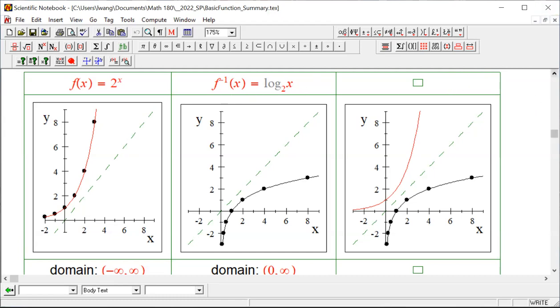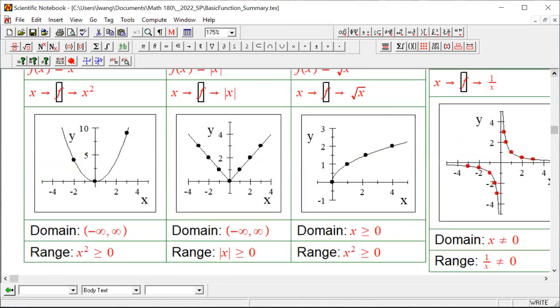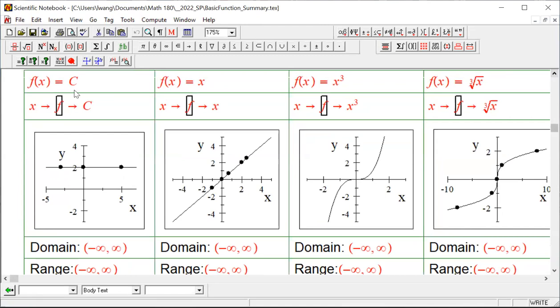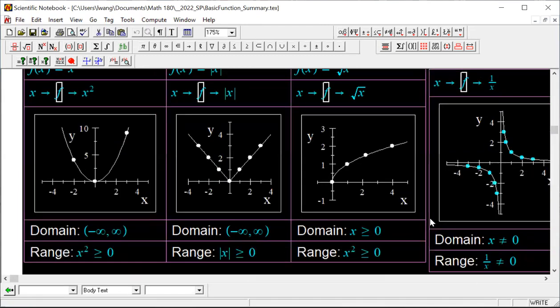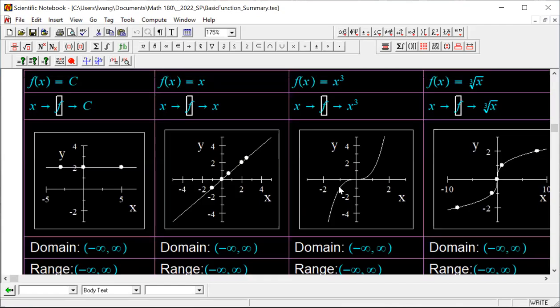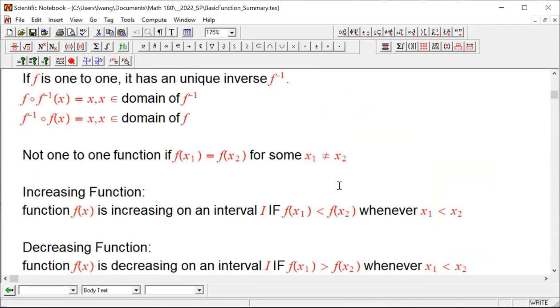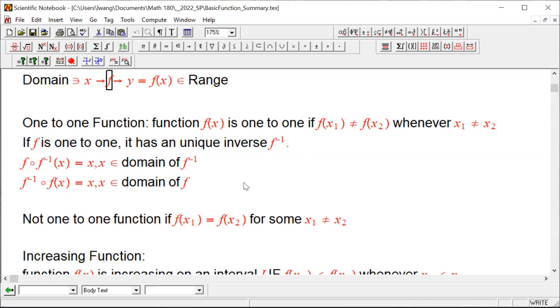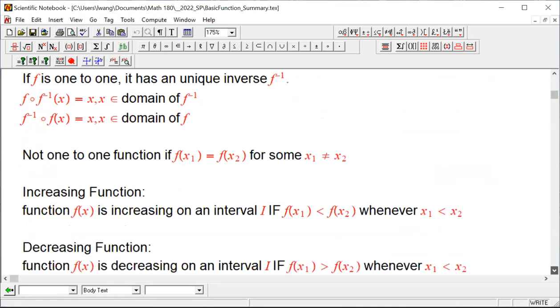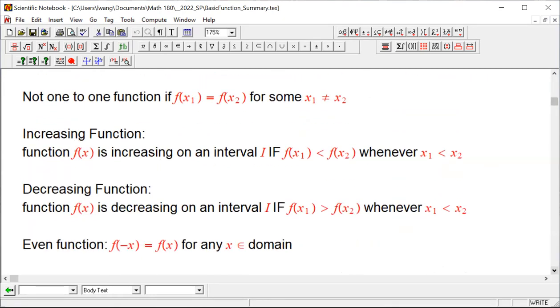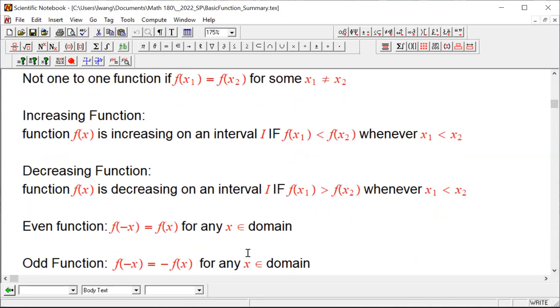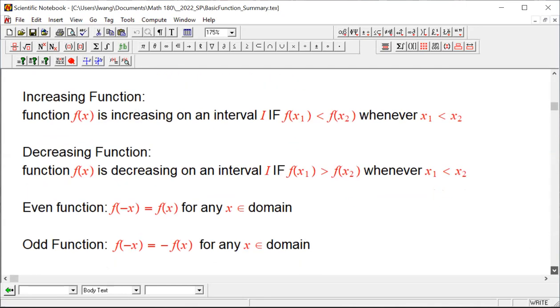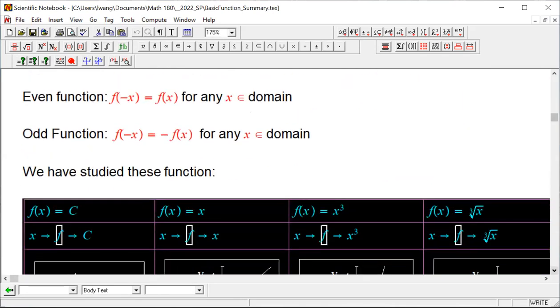Exponential and logarithm. By the way, for all of these functions, for the first group, we studied whether they are one-to-one. If it is one-to-one, what's the inverse? And if it is not one-to-one, how do we make that statement? Increasing function or decreasing function, and in what interval? Even function or not, odd function or not, or neither. We discussed all of these concepts as they apply to those 8 functions.